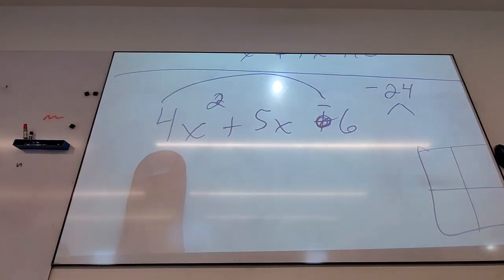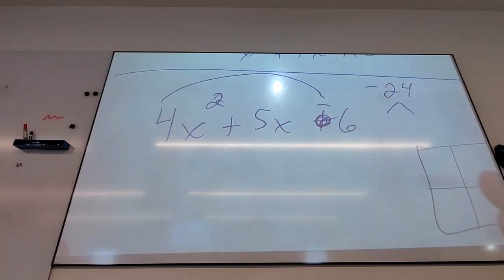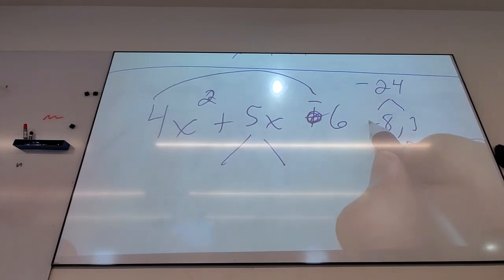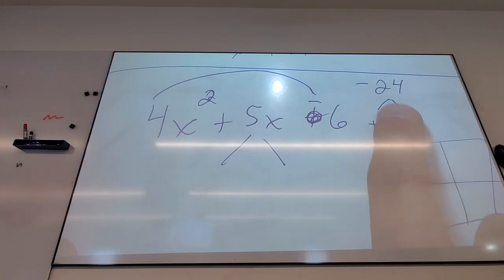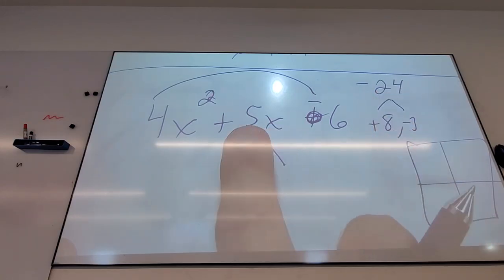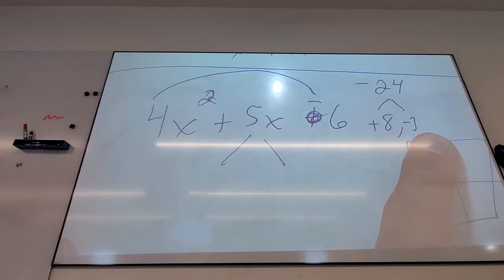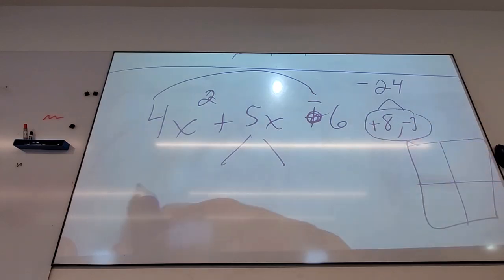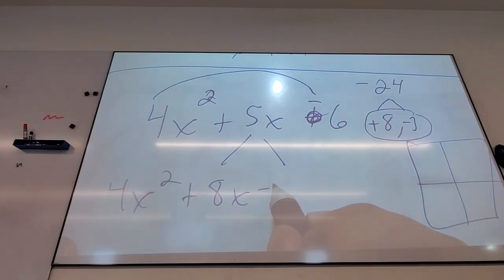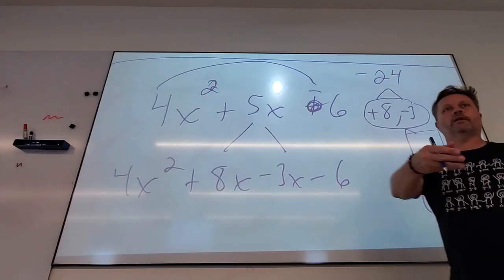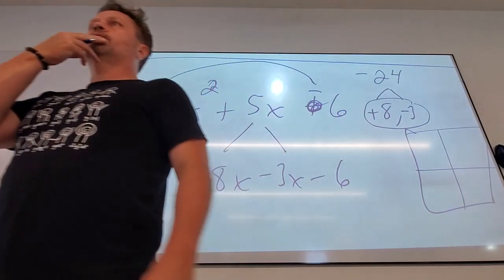So, if the first number is not a 1, you take it into account. Negative 3 and 8 add to be 5 and multiply to negative 24. Break the middle term up. 8 and negative 3, because that multiplies to be negative 24, and that adds to be 5. So how can I rewrite 5x? 8x minus 3x. I use these two numbers to break up the middle term. Now why is that good? Because now I have 4 terms, and I can use what? Grouping.